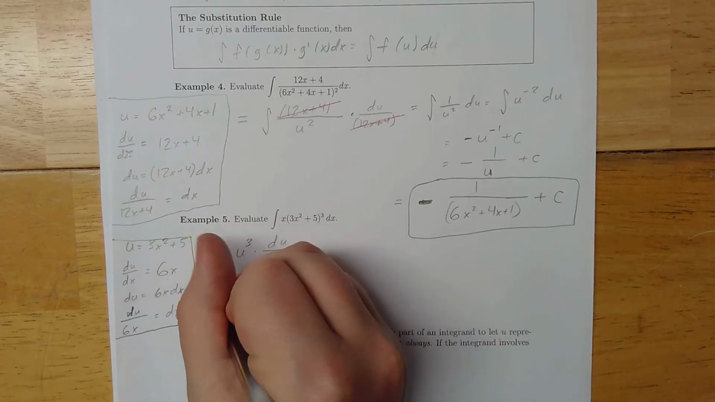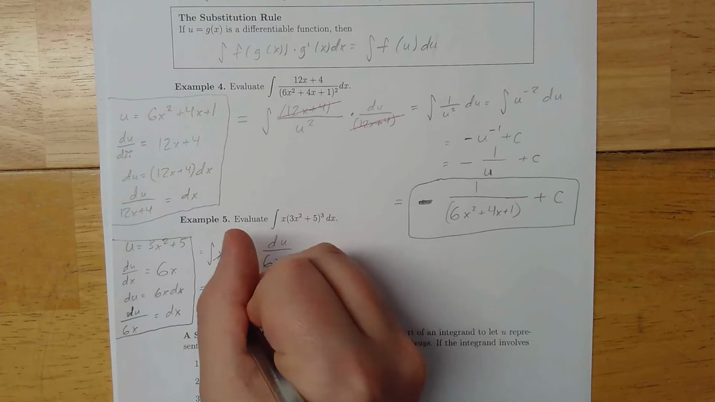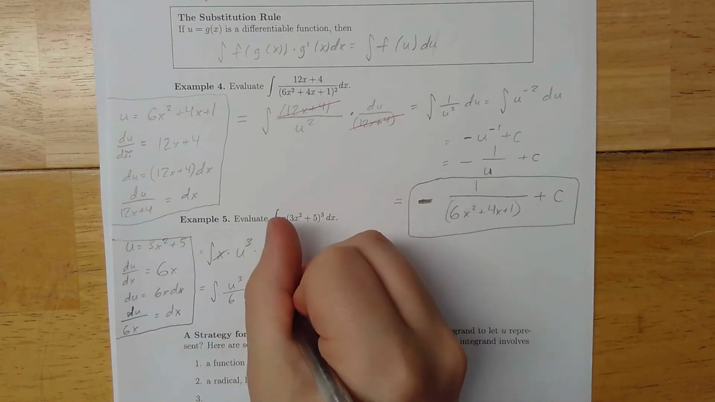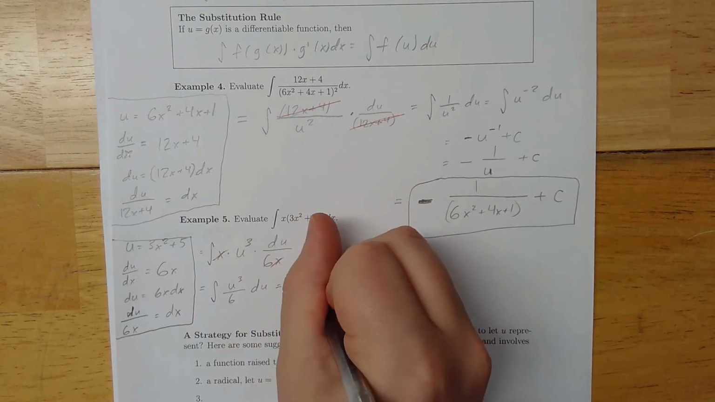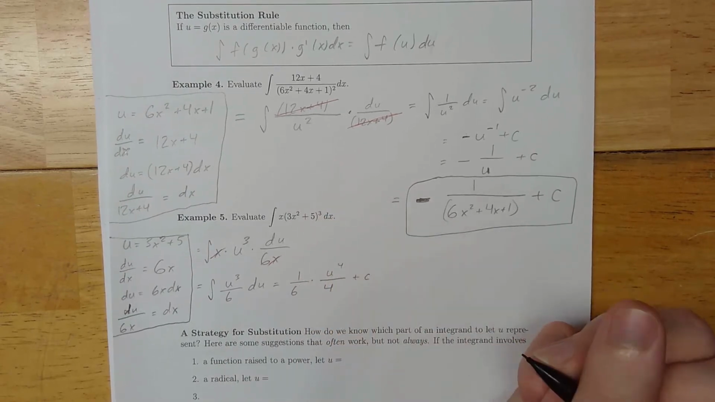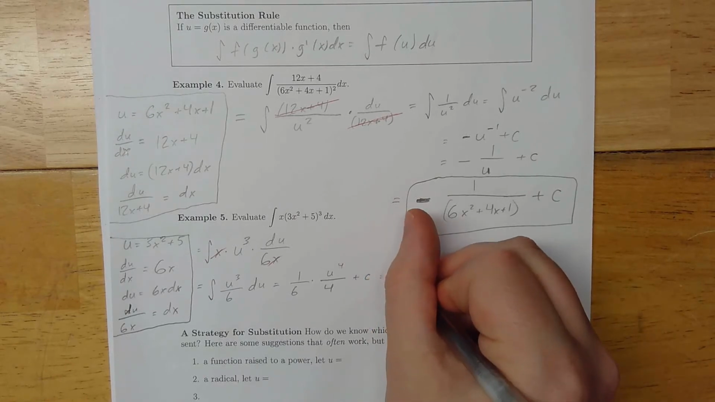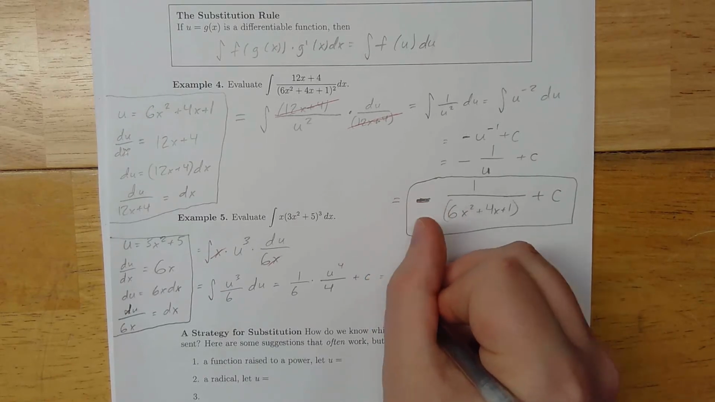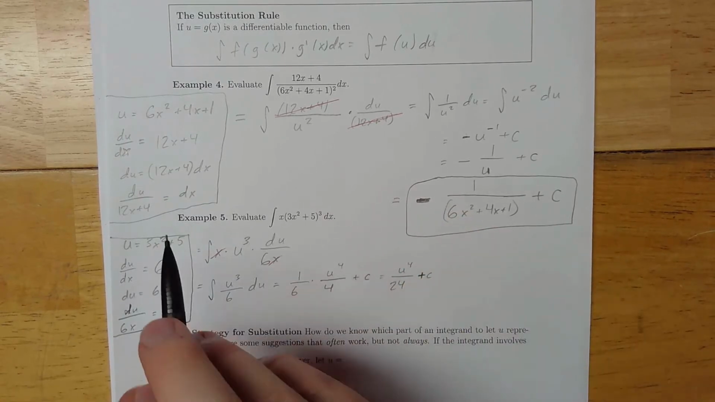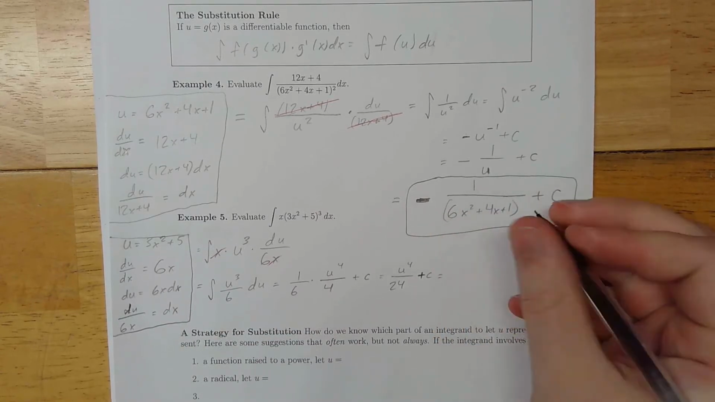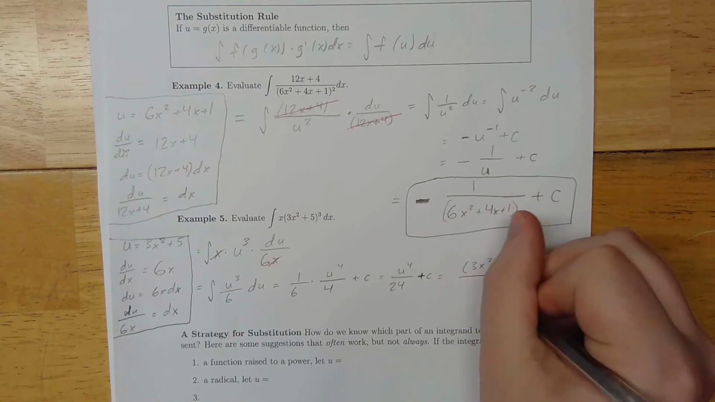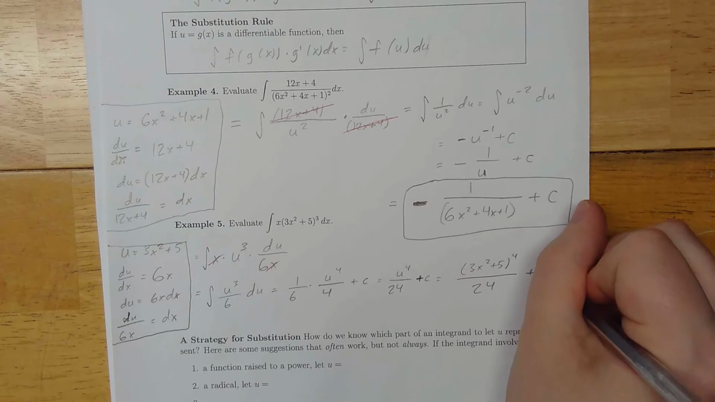So now we get the integral of u to the third over 6 du. And at this point, we just have to take the antiderivative. So this will be 1 over 6 times u to the fourth over 4 plus c, which will be u to the fourth over 24 plus c. But again, we still have things in terms of u. We would like to use x instead. So this will then become 3x squared plus 5 to the fourth over 24 plus c.